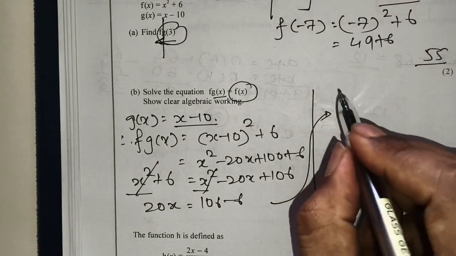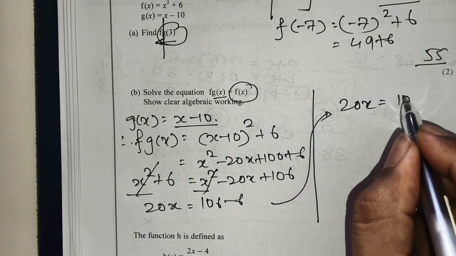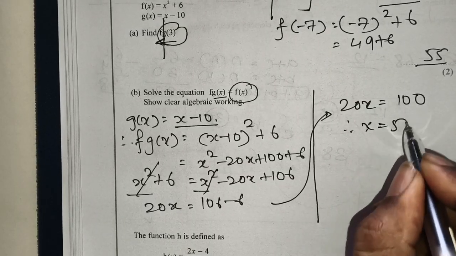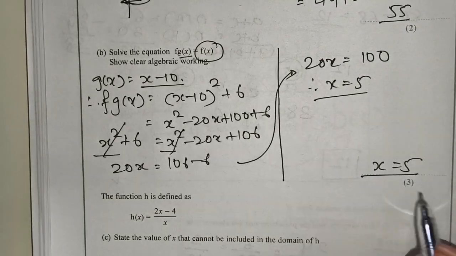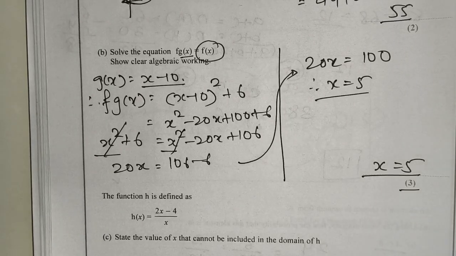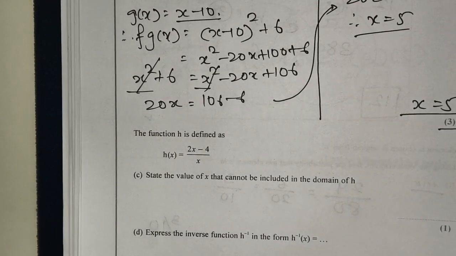Just take this here. So my 20x is equal to 100, hence my x is equal to 5. So my value of x is equal to 5, I get easy 3 marks here. Right? Let's go to the next one.